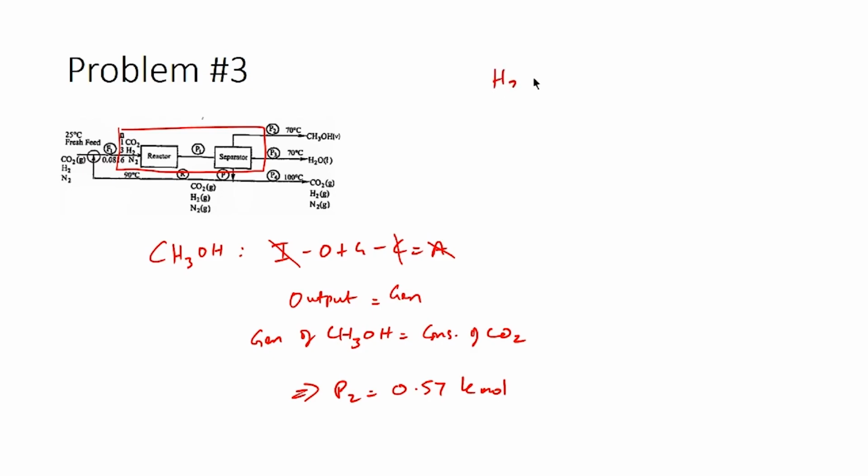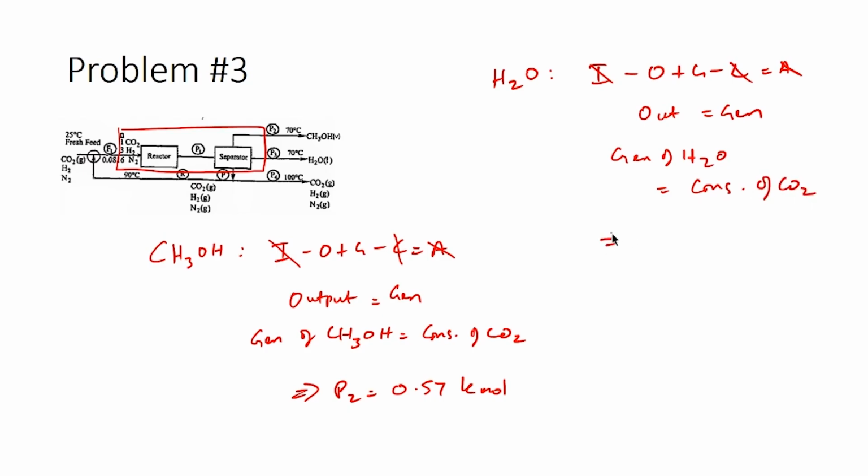Similarly, we can perform material balance for water. So, for the water, you would have input minus output plus generation minus consumption equals accumulation, getting simplified to output equals generation. So, this is the same logic as we used for methanol. So, generation, again looking at stoichiometry, generation of water is equal to consumption of CO2. This implies generation of water is equal to 0.57 kilomoles. So, therefore, output, which is P3, is equal to 0.57 kilomoles.